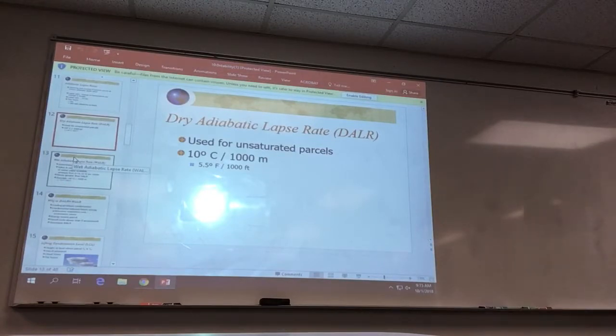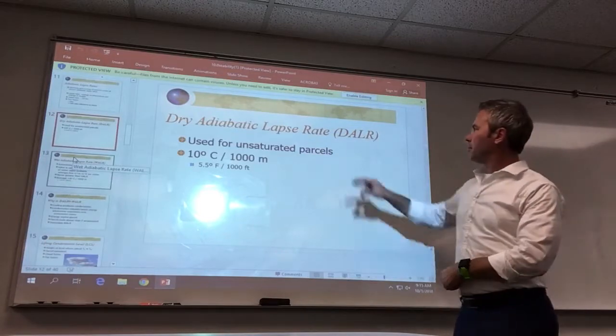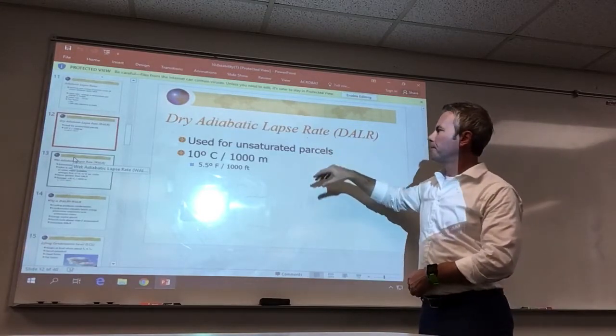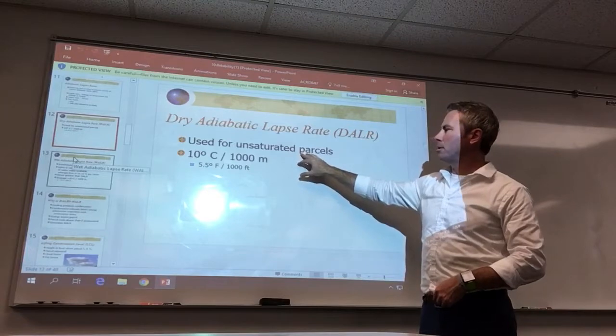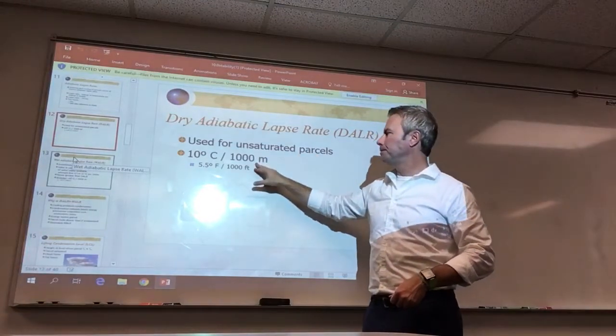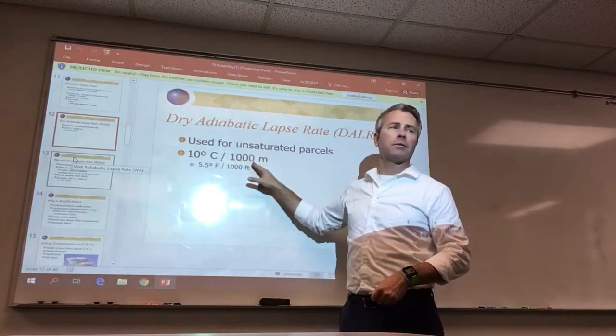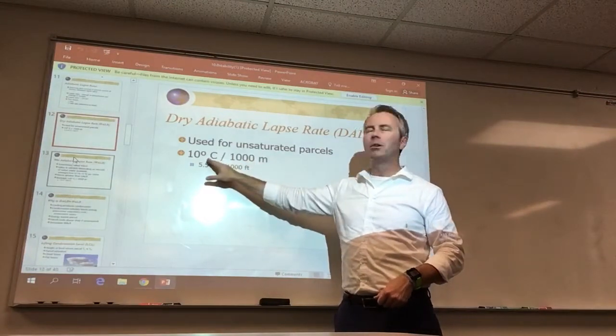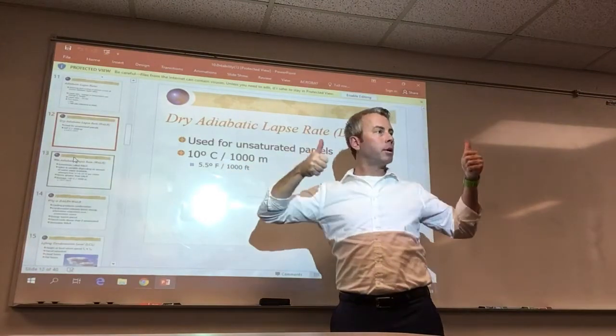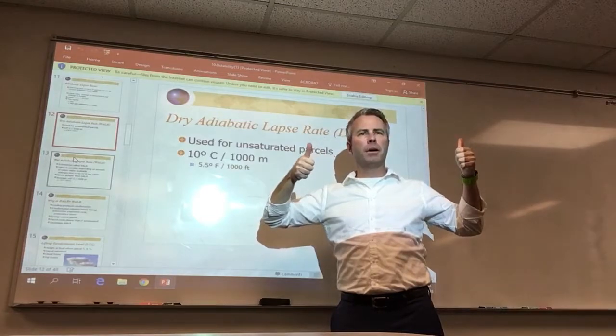So the first one, a dry adiabatic lapse rate, which is DALR, you can just note that. It's used for unsaturated parcels. Okay? It's a very easy number. For every 1,000 meters we go up in the air, cool 10 degrees. Perfect. I like easy numbers, right?